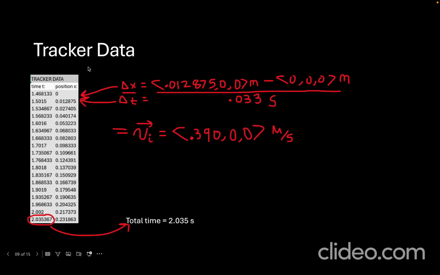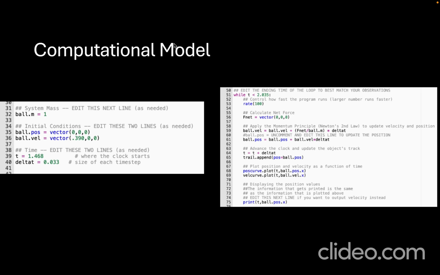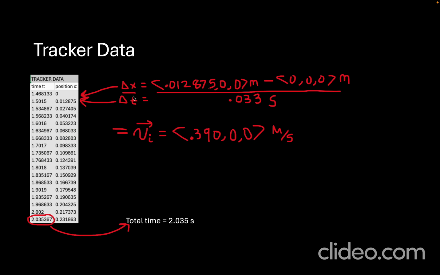All right, Tracker data. I said we're going to use some of this data for our computational model over here. We're using the average velocity formula right here. We took 0.012875 meters minus 0 meters, these 2 points, over the change in time, which is 0.033 seconds because my video is at 30 FPS. The change in time for all of these is 0.033 seconds. We get the average velocity, or velocity initial, which is the same thing, to be 0.390 meters per second.